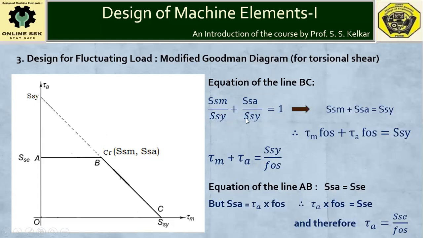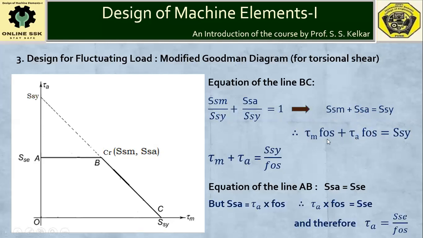Now this SSY in the denominator is common, that can be considered as a numerator on the right hand side. So this equation can be simplified as SSM plus SSA is equal to SSY. Now SSM is given by tau m times factor of safety, SSA is given by tau A multiplied by factor of safety. So replacing SSM and SSA by tau m factor of safety and tau A factor of safety respectively, one can write summation of these two is equal to SSY.